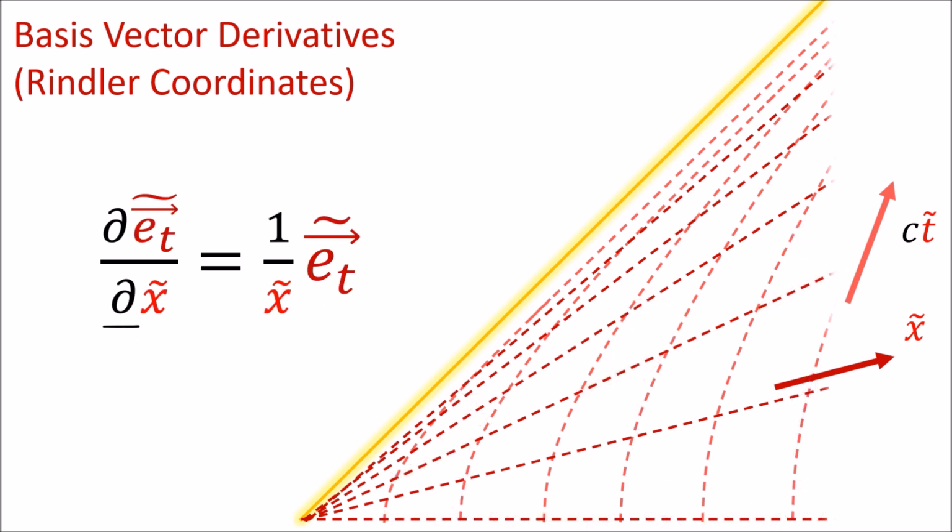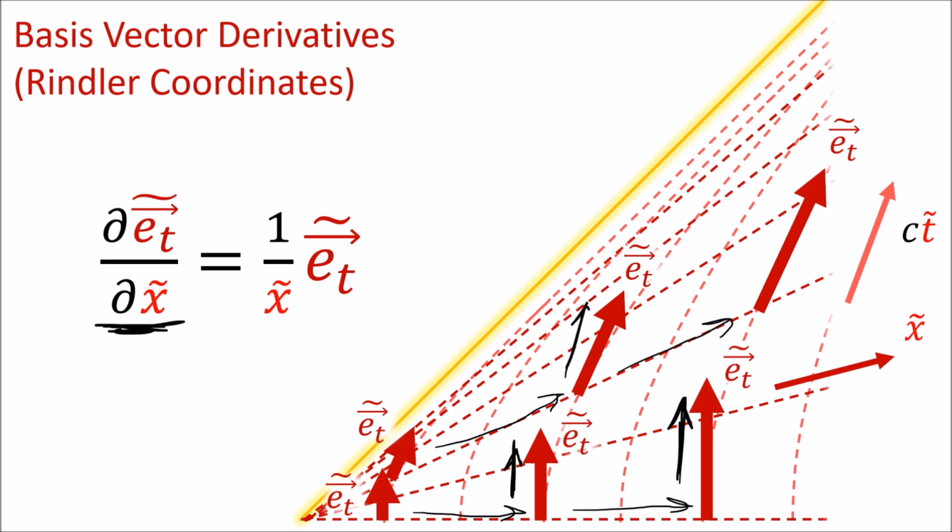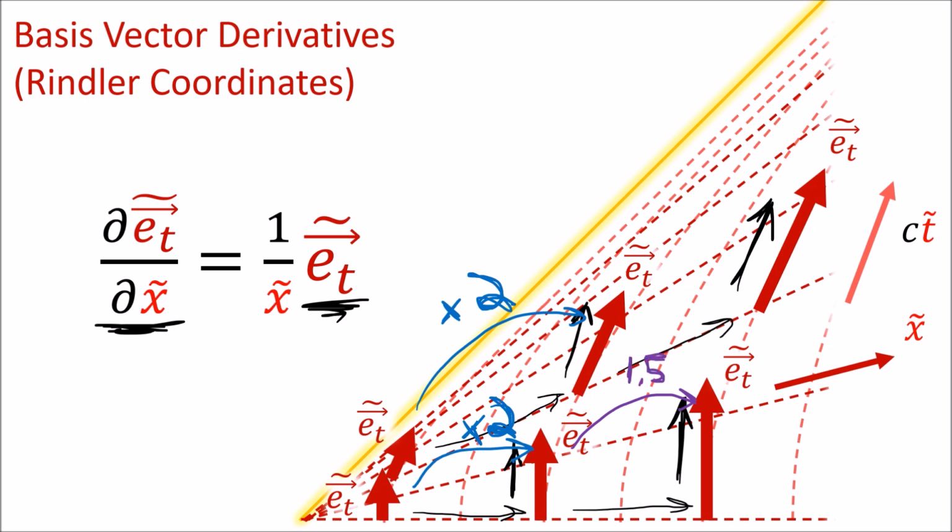Also, if we take the e_t tilde basis vector and watch what happens when we move in the x tilde direction, we find that the vector gets longer in the e_t tilde direction, which is why the derivative points in the e_t tilde direction as well. The percentage increase gets smaller and smaller as we move further from the origin though, which is why the rate of increase is 1 over x tilde. The rate of change decreases as x tilde goes up.